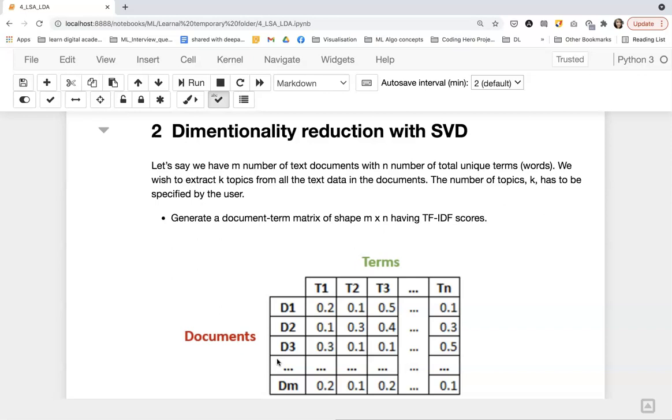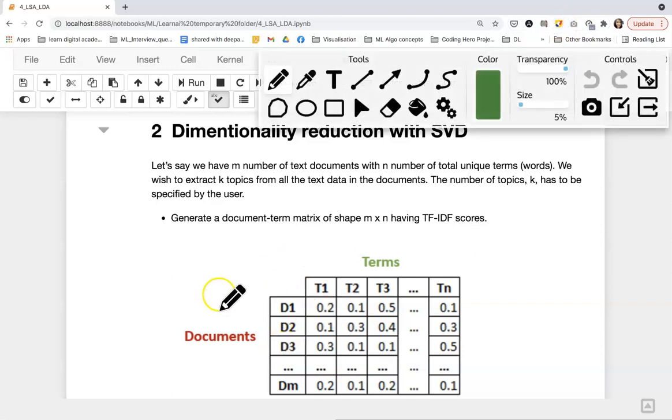In this particular video, we're going to cover dimensionality reduction with the help of SVD. Now, a question might be popping up in your mind: why do we want to reduce the dimensions? Let's take an example. This is a document-term matrix. Here we have m documents, and out of those documents we have n unique words or unique terms. As you can see, the length of each document vector is n, and the length of each term vector is m.